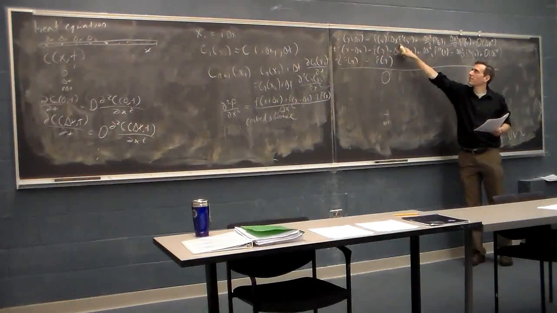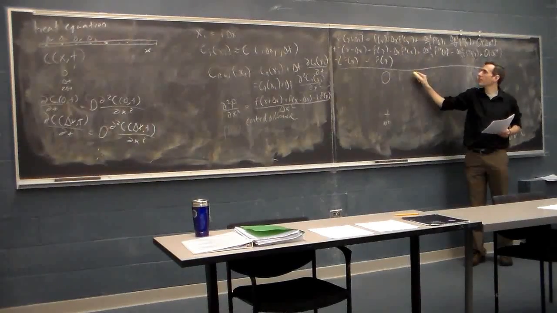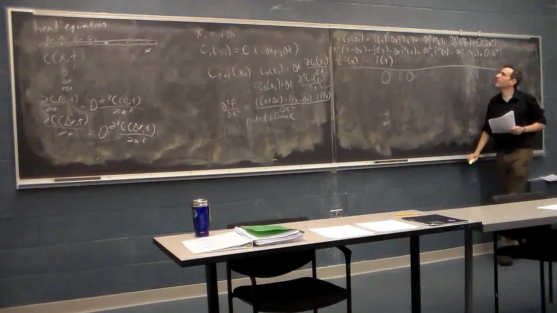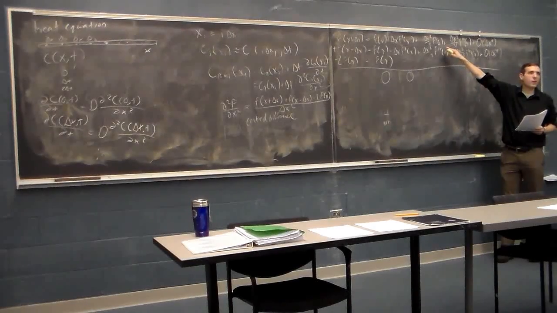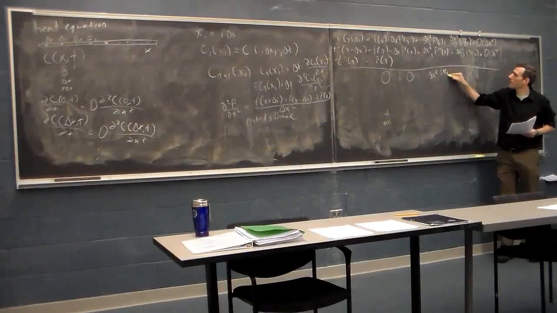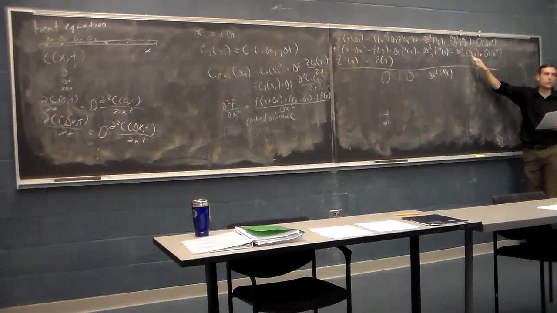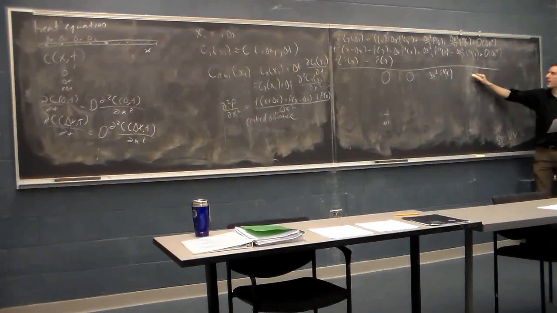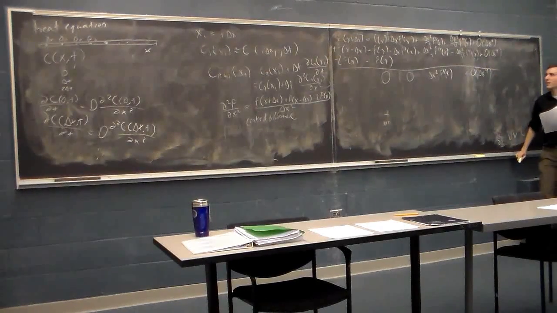We're adding plus delta x f prime of x to minus delta x f prime of x, so that cancels out. These two are going to add together, so we get delta x squared f double prime of x. These two will cancel out. These two will add together. So we get order delta x to the fourth.